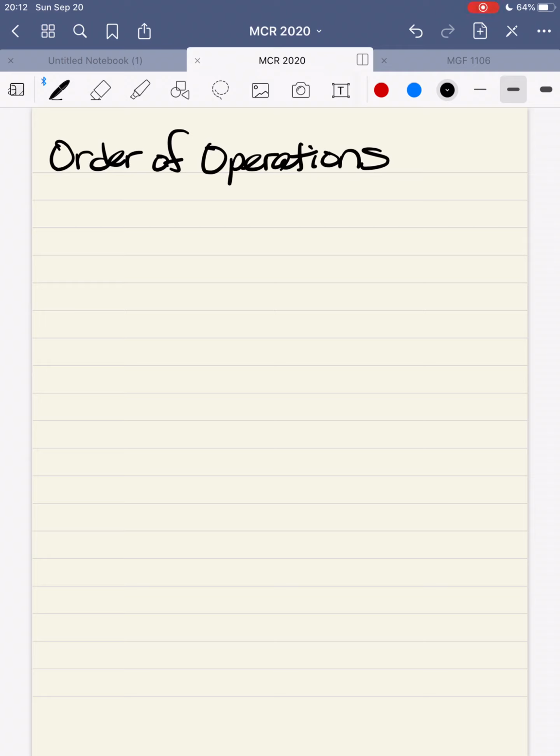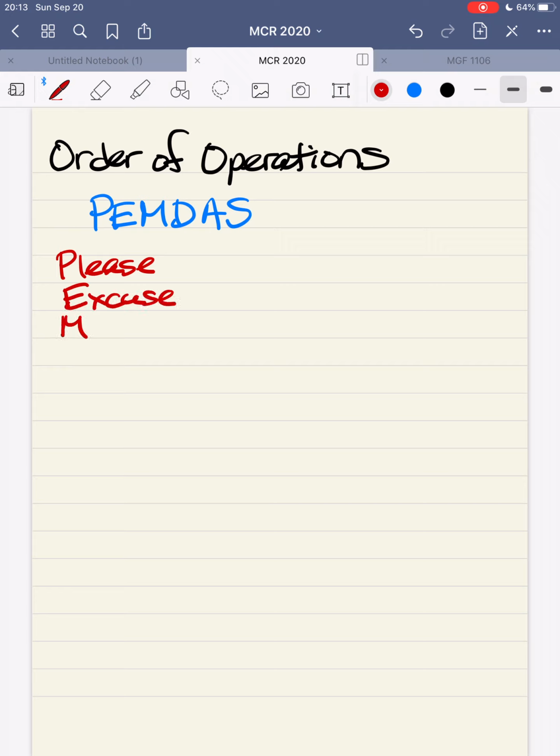Right, this is going to be an introduction to something we call order of operations. You guys have all seen order of operations before, and usually they give you this acronym called PEMDAS. And they told you that PEMDAS stands for Please Excuse My Dear Aunt Sally, or Aunt Sally.